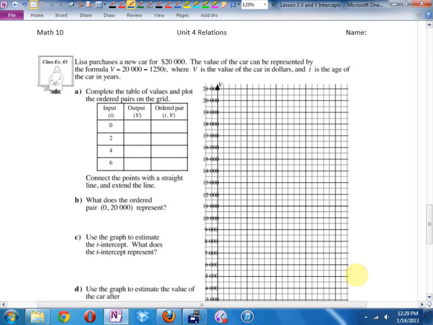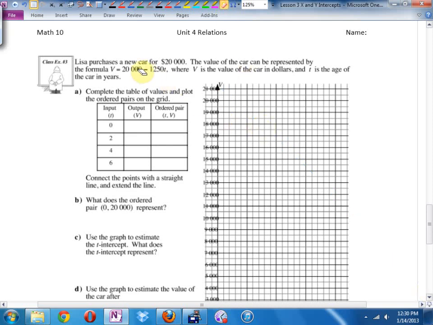Example 3 says, Lisa purchases a new car for $20,000. The value of the car can be represented by that formula there. V equals 20,000 minus 1,250t, where V is the value of the car in dollars and t is the age of the car in years. When you purchase a car, what happens to its value as it gets older? Decreases. I'm expecting some kind of a graph that looks like that. Let's see if we can find some points.